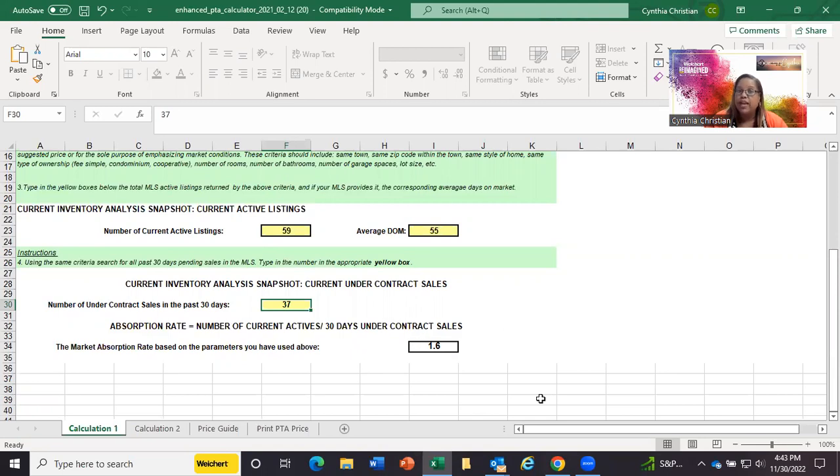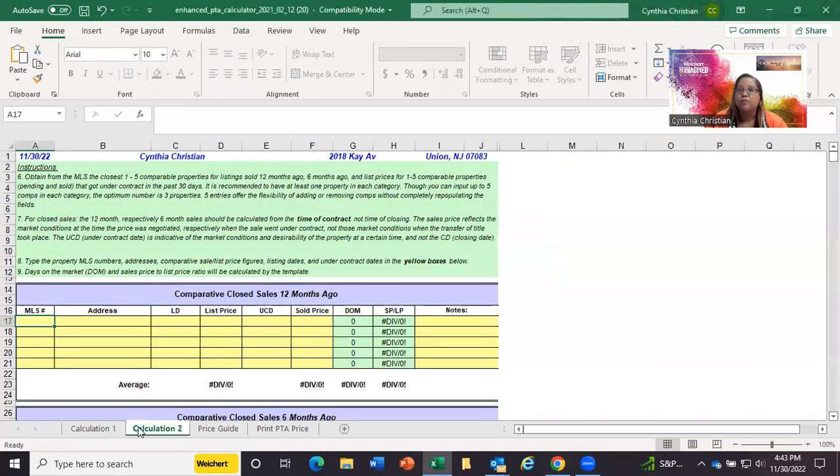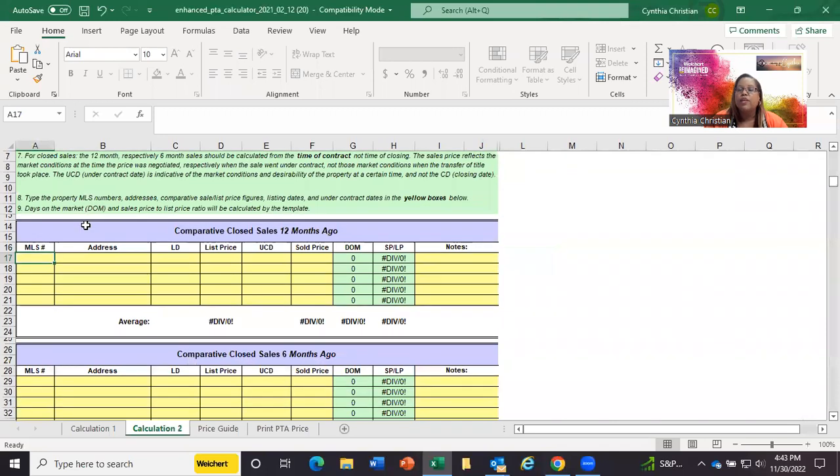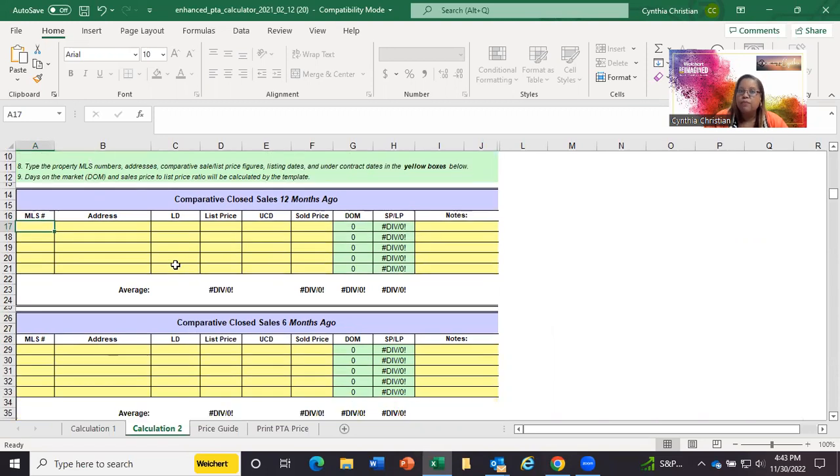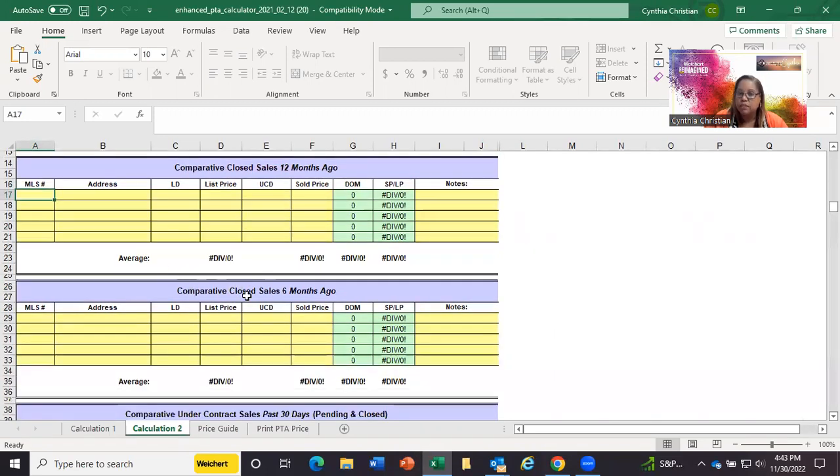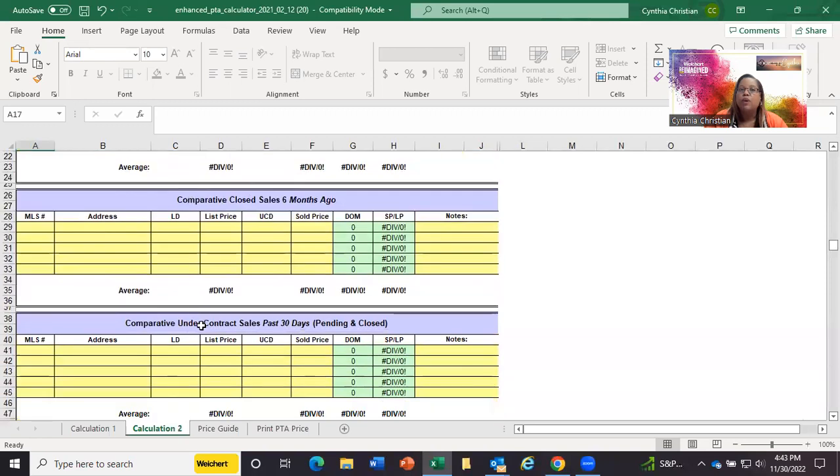So what do we do next? We go to calculation number 2. You look at the top, here's your name, here's the address of the target property, and here is where you're starting to fill in information.